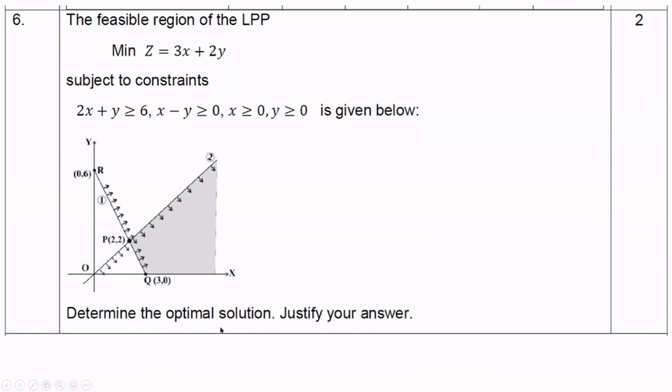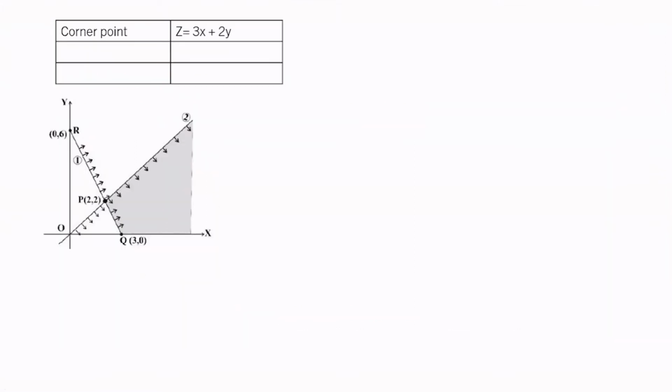We need to determine the optimal solution and justify your answer. So here we can see that the region is unbounded. Here the feasible region is unbounded. So first we have to find the minimum value of z from the corner points, and then we have to proceed. So we have the corner points as P(2, 2) and Q(3, 0).